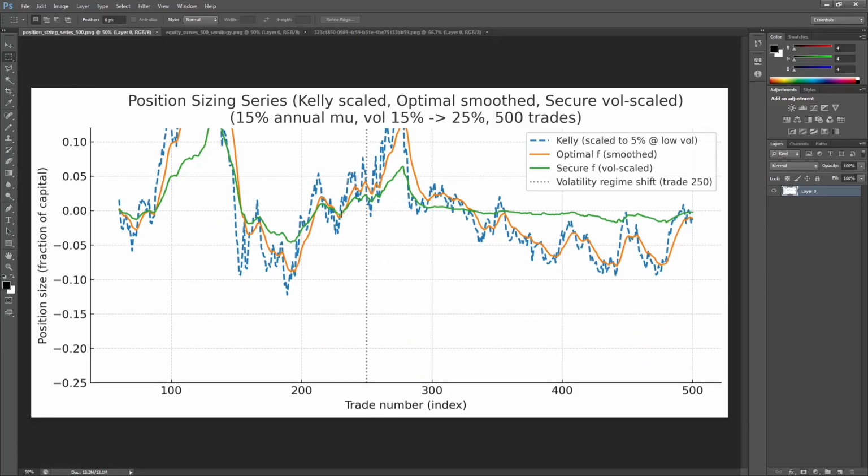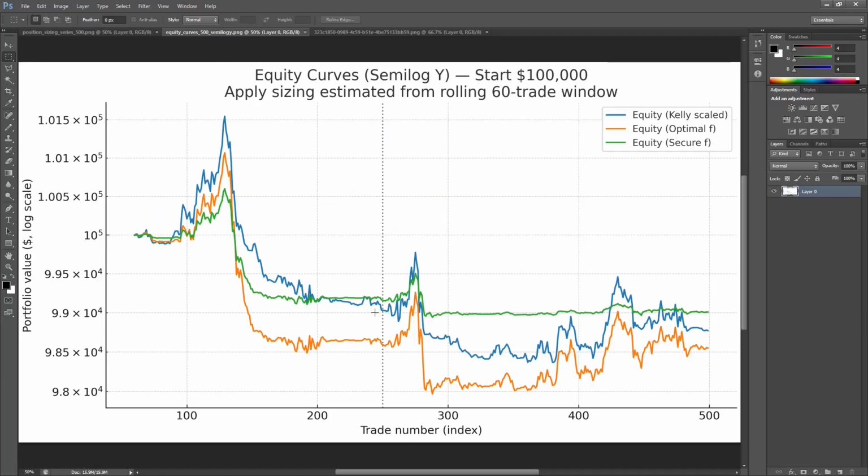And what do we do? What's happening here on trade 250? Now we're going to increase the volatility. Why I did that is we keep the average annual return at 15%, but your volatility explodes. So now you're way out of model. You're way, way, way out of model. So what ends up happening after volatility explodes? Let's take a look at the equity curves.